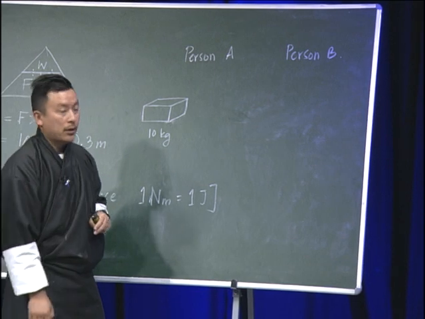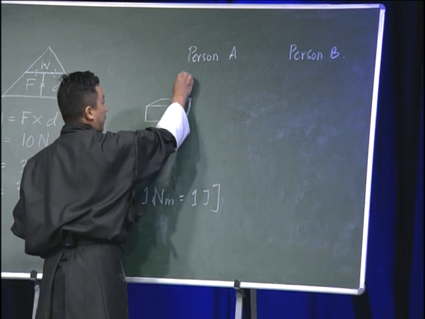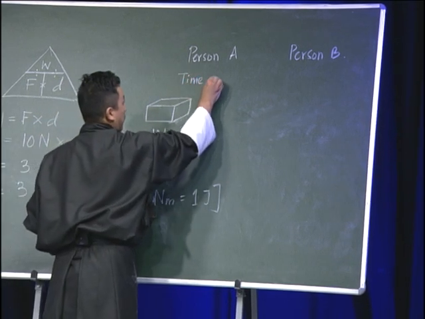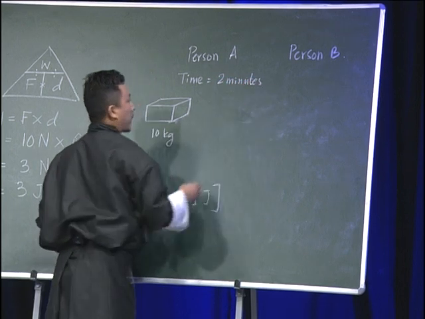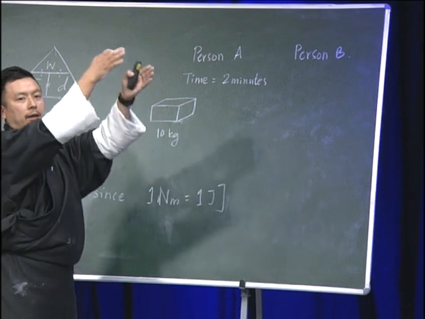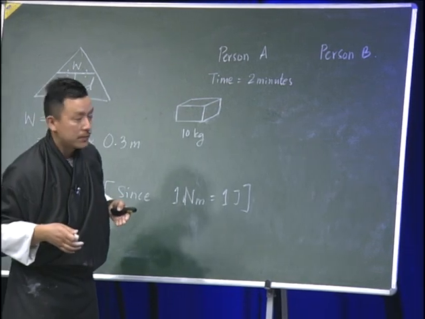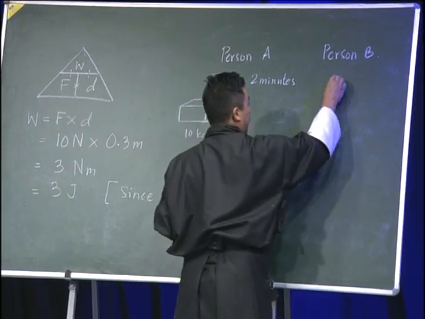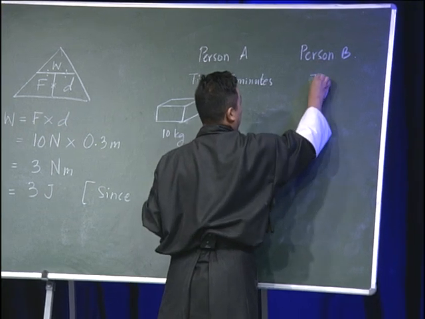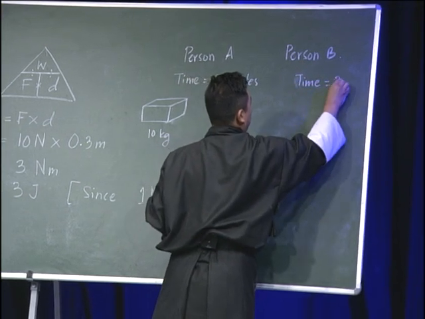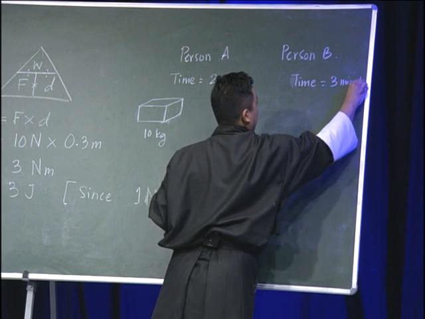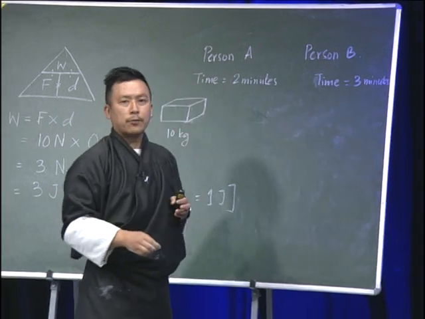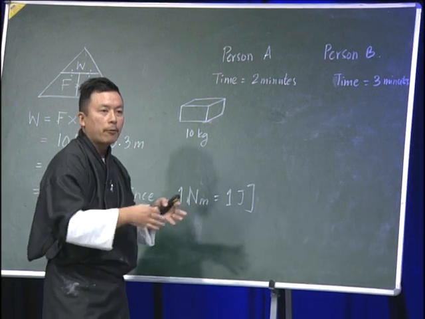Now say A takes 2 minutes to pile up. He's stacking it up and he takes 2 minutes. Person B, let's say, takes 3 minutes to do the same amount of work.